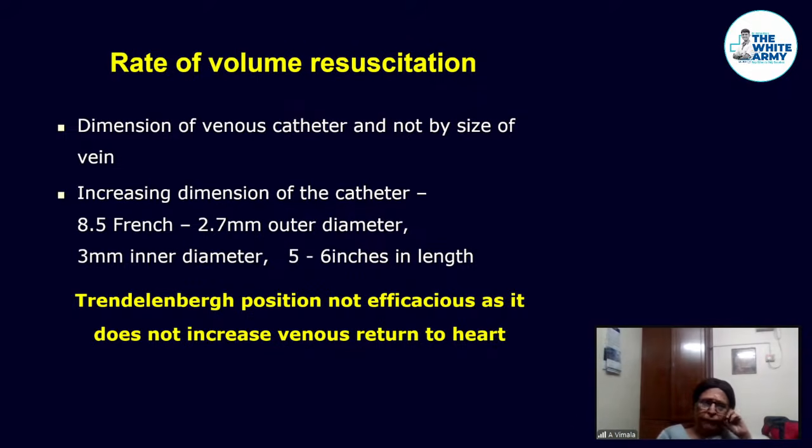of the venous catheter that makes the fluid fast or slow. So usually we use 8.5 French, 2.7 millimeter outer diameter, 5 to 6 inches in length. We should also go back from our original concept that Trendelenburg position will improve the blood flow. It is not useful. It does not increase the venous return to the heart. So there is no point elevating the foot end.